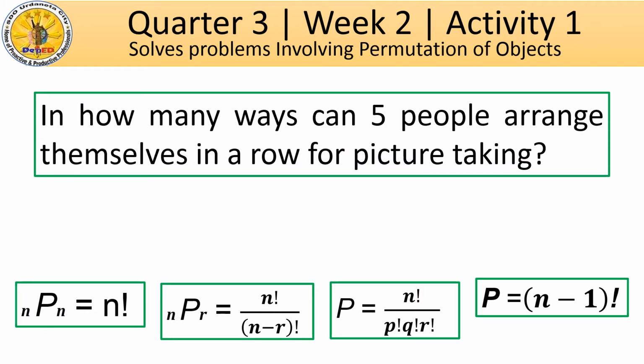Let's have another problem. In how many ways can 5 people arrange themselves in a row for picture taking? Analyzing the problem, there are 5 people that will represent your n, and at the same time, will represent your r. Meaning to say, your n is just the same as your r. So therefore, we're going to use the formula for the permutation of n taken n at a time, or meaning to say, taken all at a time. And that is equal to n factorial.